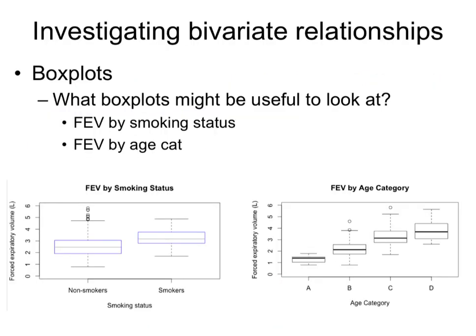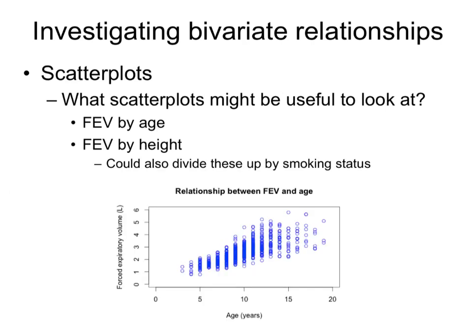So once we've looked at the univariate statistics, the next thing we'll want to do is check out our bivariate relationships. The R script shows how to produce these plots, including how to pretty these up by including labels and colors. For example, we could use box plots to examine the relationship between FEV and smoking status, and FEV and categorical age. So here we can see that the FEV of smokers appears to be higher than non-smokers, and that FEV tends to increase with age.